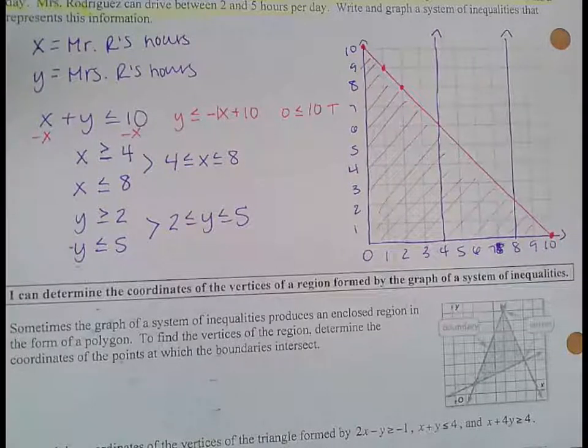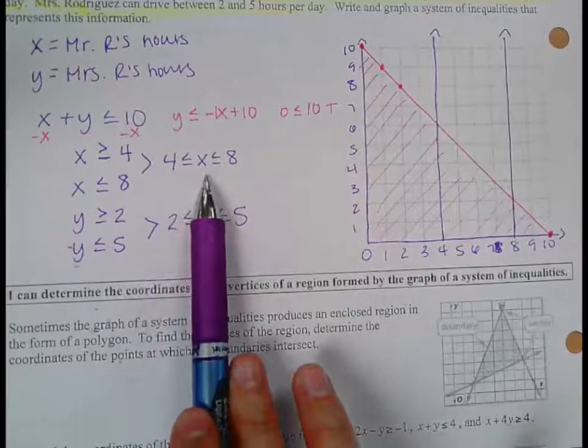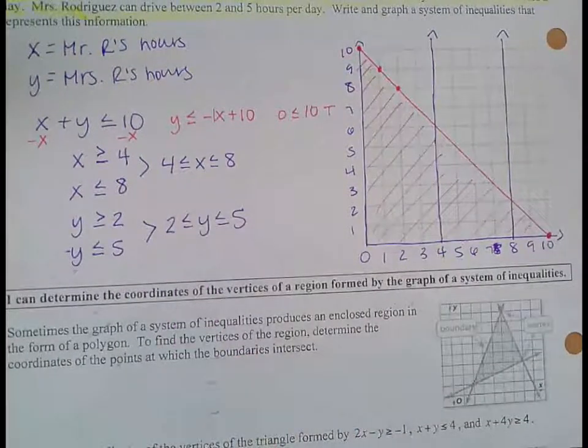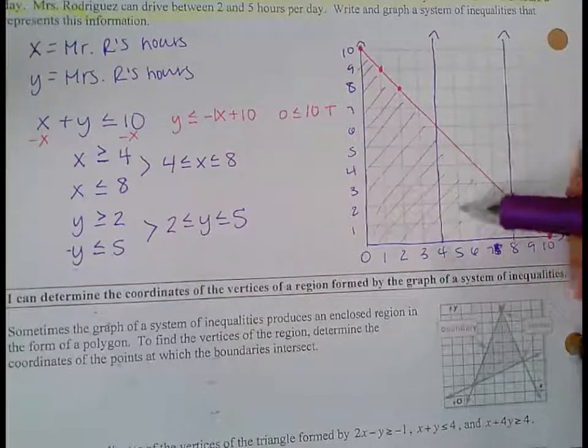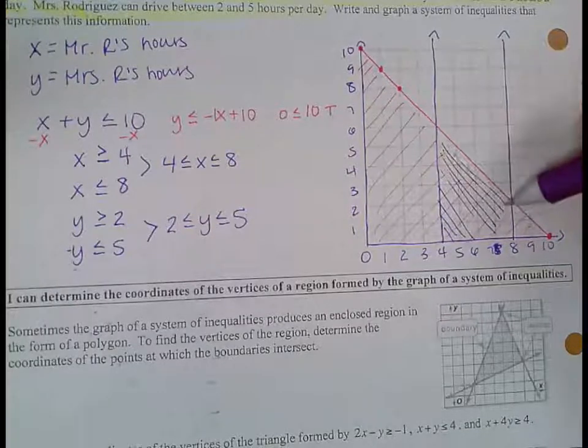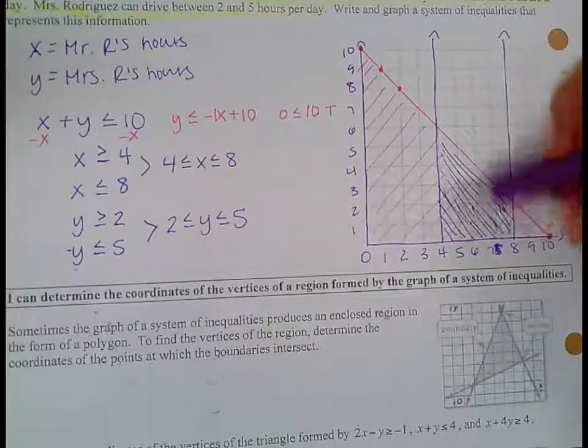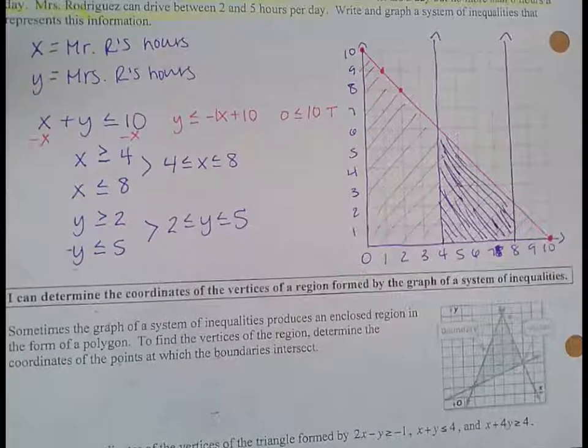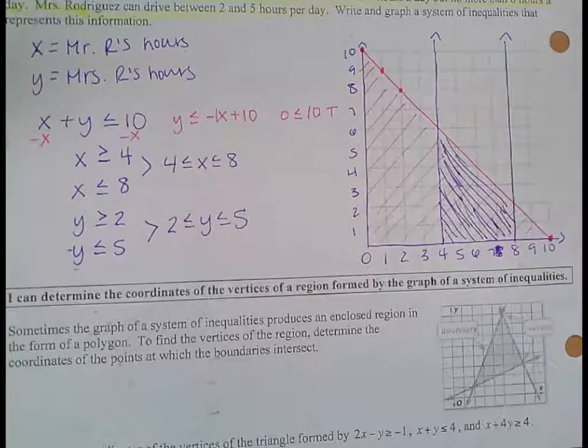And then for shading, you certainly could test 0, 0 in both. Or to think about it, this means x is in between 4 and 8, so you would shade in between the lines. And I'm just going to shade over what was already shaded by my first line. So right now I have this trapezoid-looking figure that's shaded in. And I'm going to restrict that even more when I graph my next two inequalities.